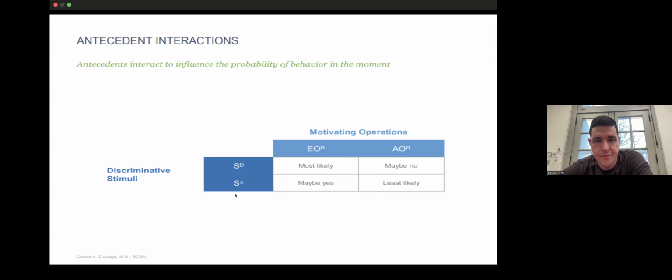Thank you. And we move on to S delta, which shows that reinforcement is not available. It might establish the need for reinforcement, and it is also least likely to abolish the need for reinforcement. I'm not entirely sure of examples of that, honestly.